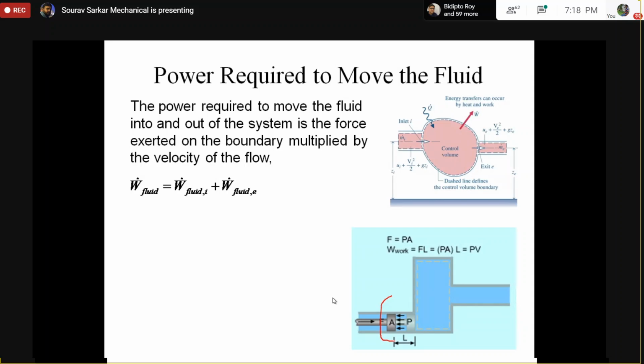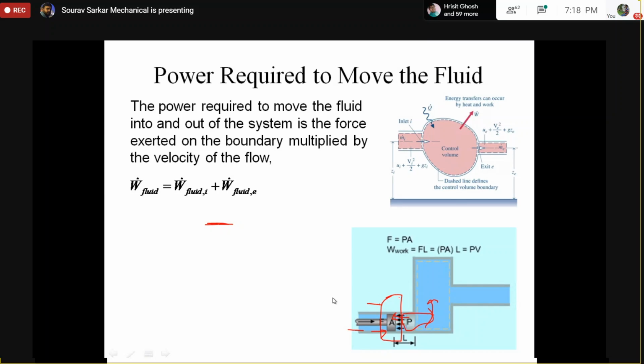If you look at this part, whenever some mass is entering into the system, the inside mass is basically pushing the incoming mass so that it should not enter into the system. So what is happening? The mass which is entering into the system is basically pushing this piston to enter inside the domain. So this work is basically a kind of work done on the system. That's why it is negative.